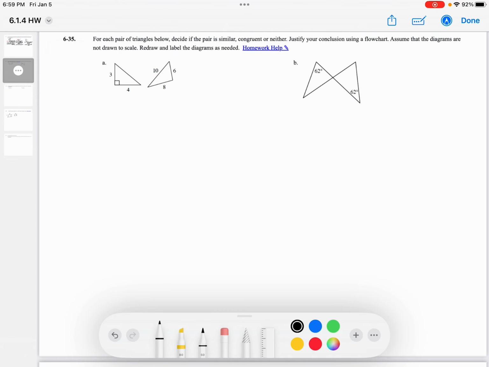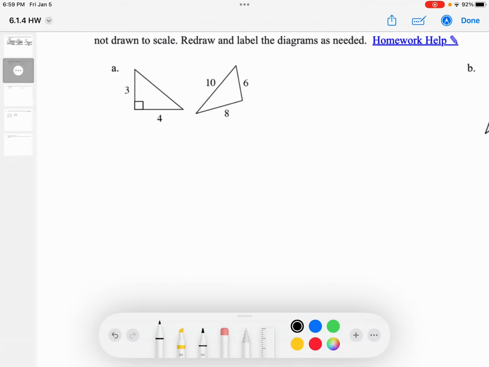Looking at problem 35. For each pair of triangles below, decide if the pair is similar, congruent, or neither. Justify your conclusions using a flowchart. Assume the diagrams are not drawn to scale. Redraw and label the diagrams as needed. Okay, so let's look at A here.